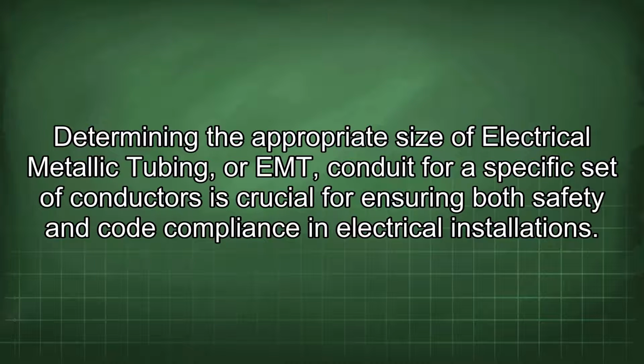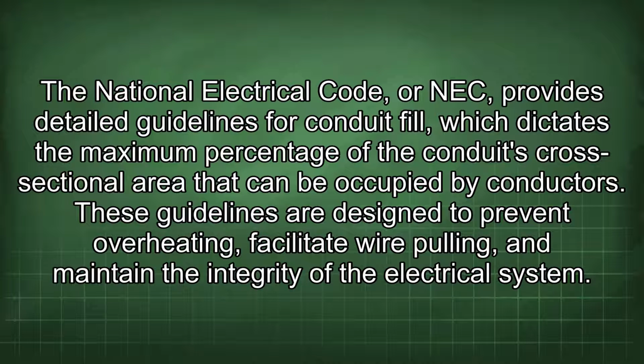Determining the appropriate size of electrical metallic tubing, or EMT conduit, for a specific set of conductors is crucial for ensuring both safety and code compliance in electrical installations. The National Electrical Code, or NEC, provides detailed guidelines for conduit fill, which dictates the maximum percentage of the conduit's cross-sectional area that can be occupied by conductors. These guidelines are designed to prevent overheating, facilitate wire pulling, and maintain the integrity of the electrical system.